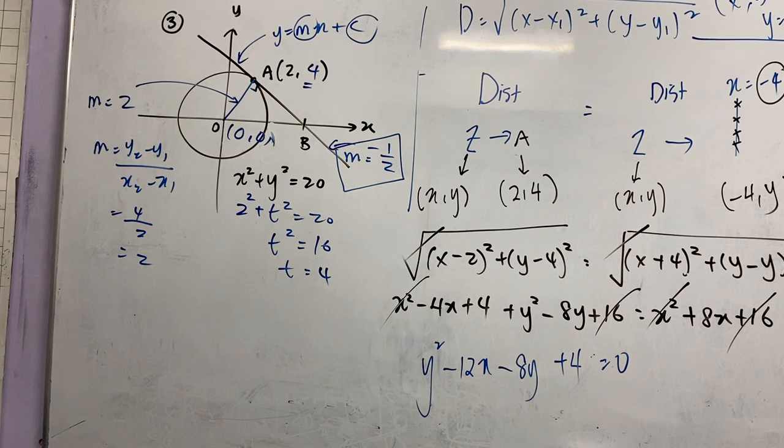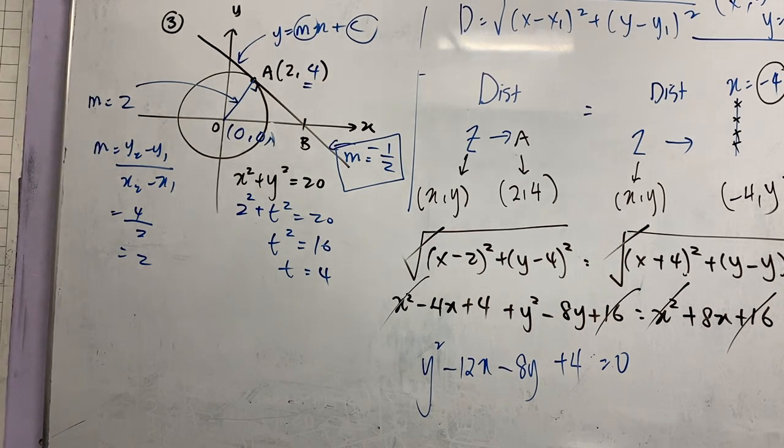Next, you can look at question number 4. Question number 4 is simultaneous equation. Right? You kena cari nilai x dan nilai y. Fikir dulu. Not that bad.